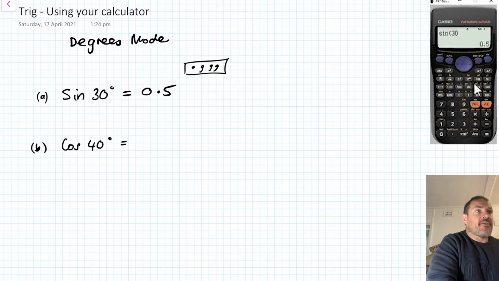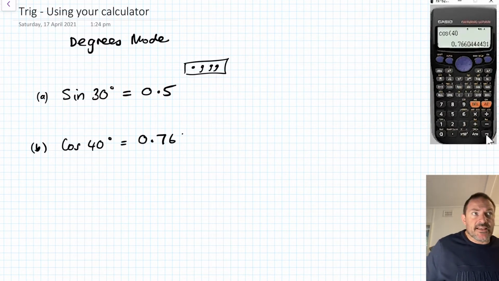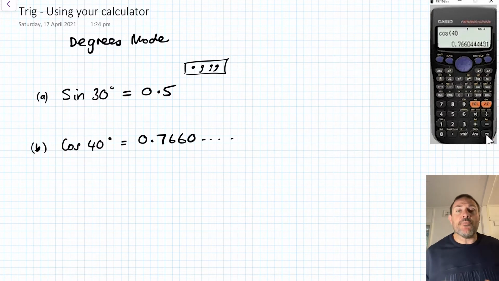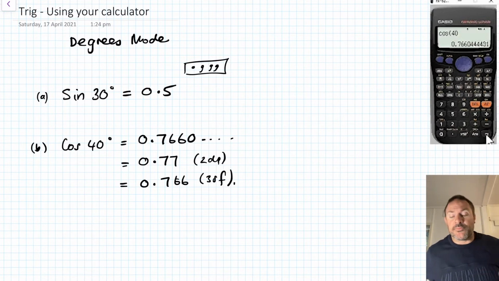So again, on my calculator, I'm going to press cos. I'm going to type in 40. You can press degrees if you want, or the bracket. I'm not going to bother. I'm going to press equals. We get 0.7660... Now, you might be asked to do some rounding. For example, it could be 2 decimal places, 0.77. If that's the case, that's to 2 dp. It could ask for 3 significant figures, 0.766. That'd be 3 significant figures or 3 decimal places, etc. So just make sure you check your rounding on what they ask you to do.